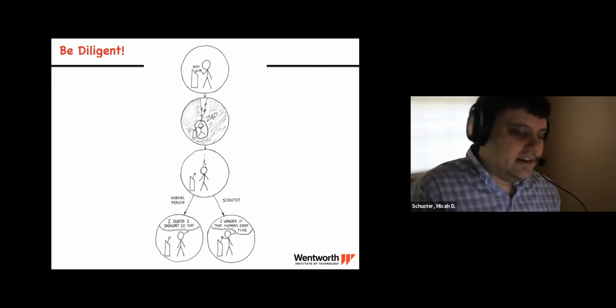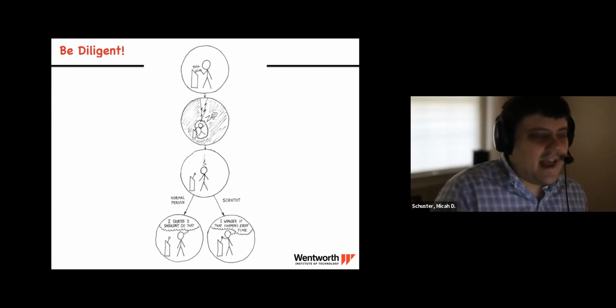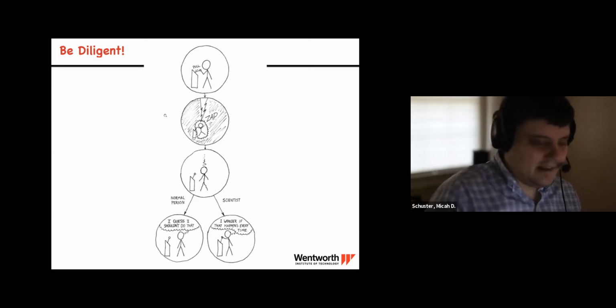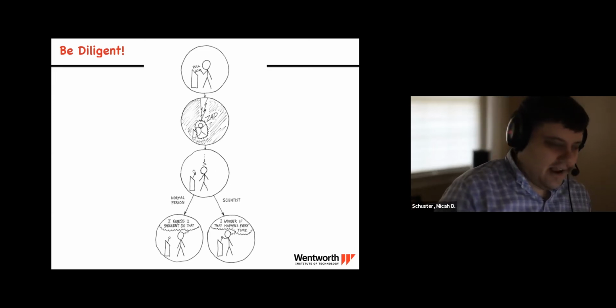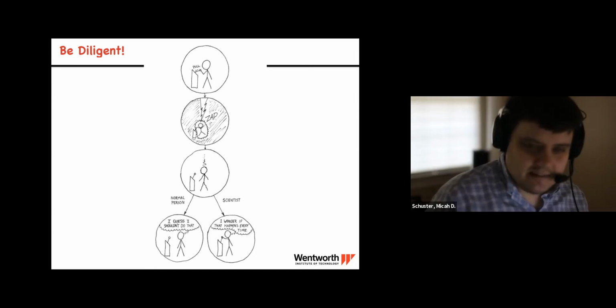Oftentimes, this is what debugging feels like. So you run your program, you pull the lever, and something bad happens. So you get zapped by lightning here. And then you're like, all right, what's going on? A normal person probably is going to be like, all right, maybe I shouldn't do that again.